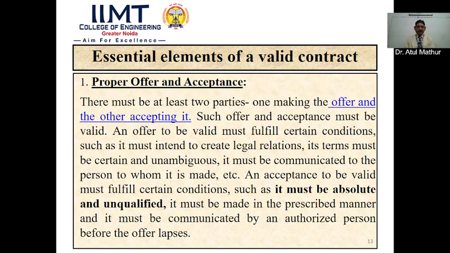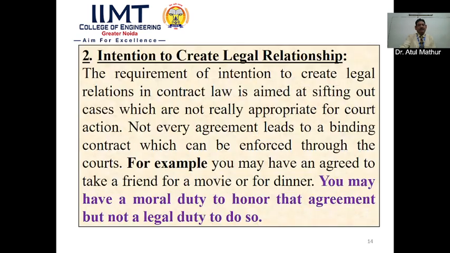An offer, to be valid, must fulfill certain conditions, such as it must intend to create legal relations, its terms must be certain and unambiguous, and it must be communicated to the persons to whom it is made. Acceptance, to be valid, must also fulfill certain conditions, such as it must be absolute and unqualified, it must be made in the prescribed manner, and it must be communicated by an authorized person before the offer lapses. So these are the main terms and conditions for a proper offer and acceptance.